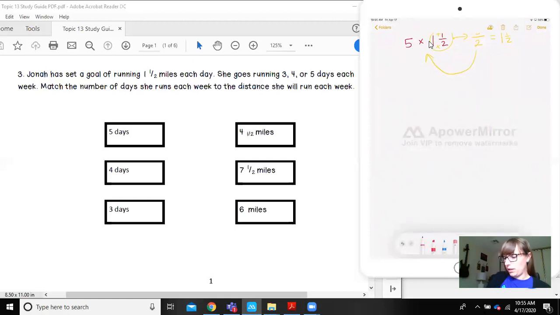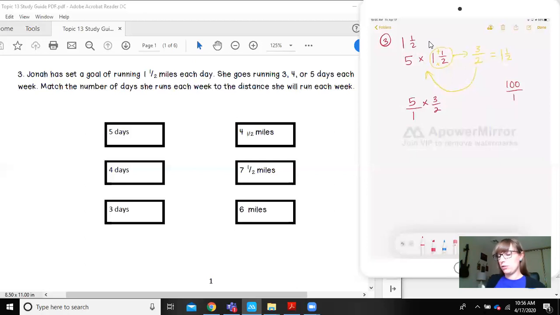So we're going to take our 5 and our 3 over 2. Now remember, when we're multiplying, what you guys have learned this week is that you are going to change this whole number into a fraction. Any whole number that you have can be changed into a fraction by adding 1 under it. If you have 100, you can change it to a fraction by adding a 1 under it. That still is the same as 100.